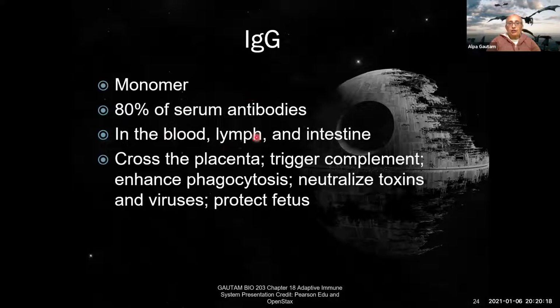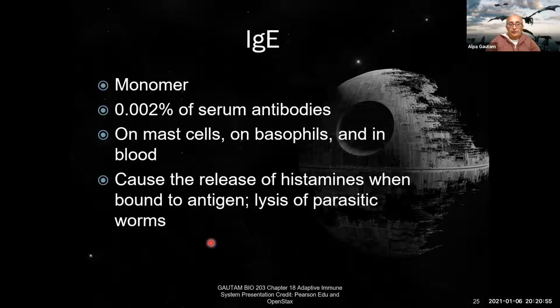IgGs are present in blood, lymph, and also within the intestines. They make up most of the serum antibodies, about 80%, of course. IgGs can cross the placenta, so the type of IgGs that mom has can be passed on to the baby, the fetus. IgGs trigger complement pathways. They therefore enhance phagocytosis because complement pathways involve opsonization, neutralize toxins and virus, and of course protect the fetus because it can cross the placenta.